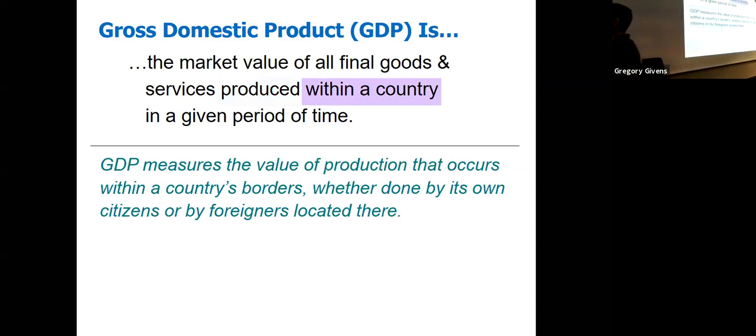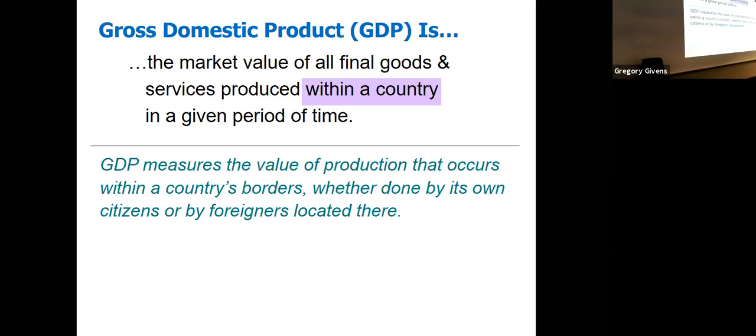Here's one that's pretty straightforward. So GDP is supposed to reflect the market value of stuff that's produced within the geographic borders of a particular country. That's what gross domestic product is. It does not matter the nationality of the individual or group of individuals that is responsible for that production. As long as it takes place within the geographic borders of the US, it's part of US GDP.